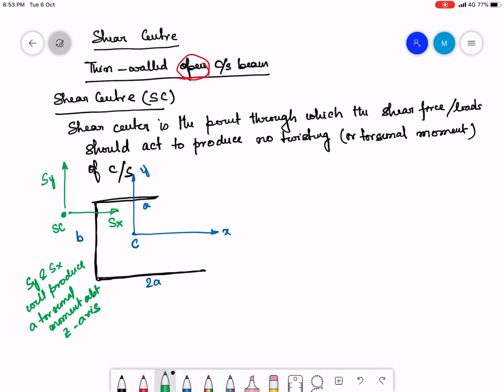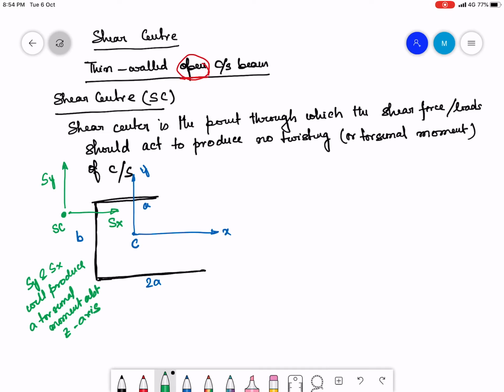So you will see it is much easier for an open cross section beam, and quite cumbersome to find it for a closed cross section beam. So why are we taking all this pain to find out the shear center? This is for two reasons.